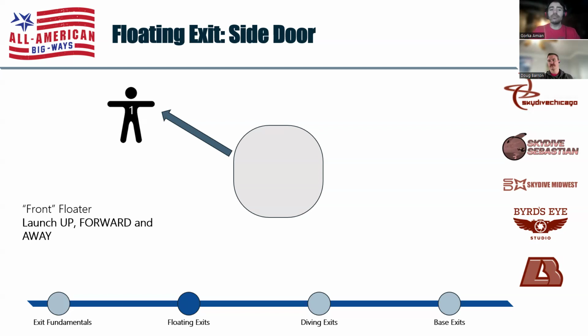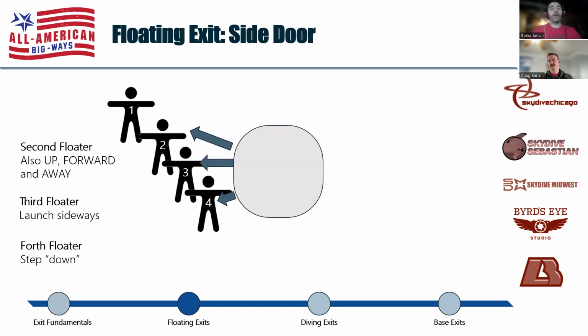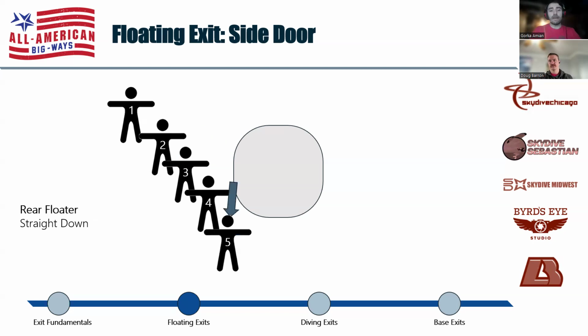Okay, that probably goes also for 2, 3, and 4, but it's less important for them than it is for 1 because they require less of a launch. Number 2, the second floater, is also going up, forward, and away. Now, the third floater is essentially launching sideways. And number 4, think about stepping off a chair, stepping sideways, right? So you're going down, but also to the side. And then number 5 is literally straight down. We'll see a video of just number 5 in a second.